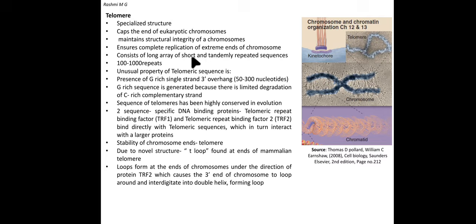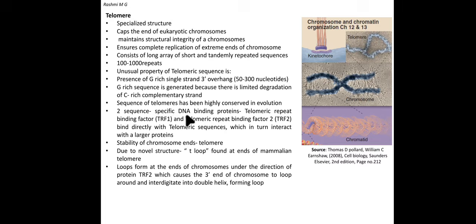It consists of a long array of short, tandemly repeated sequences, of 100 to 1000 repeats. An unusual property of the telomeric sequence is that it has a G-rich, guanine-rich, single strand 3' overhang. The G-rich sequence is generated because there is limited degradation of the C-rich complementary strand. This telomere sequence has been highly conserved in evolution.